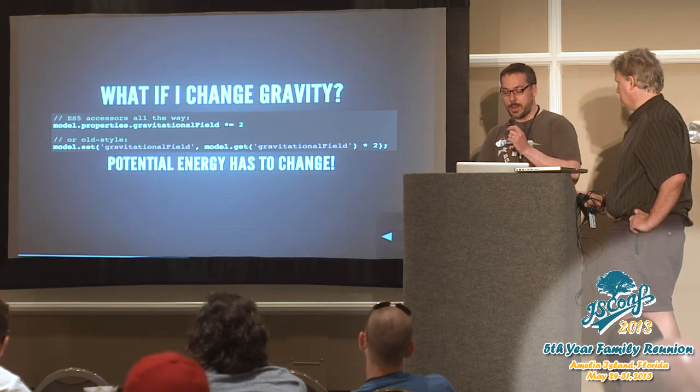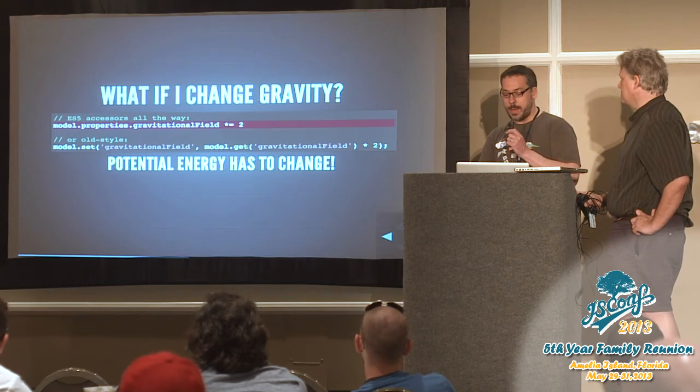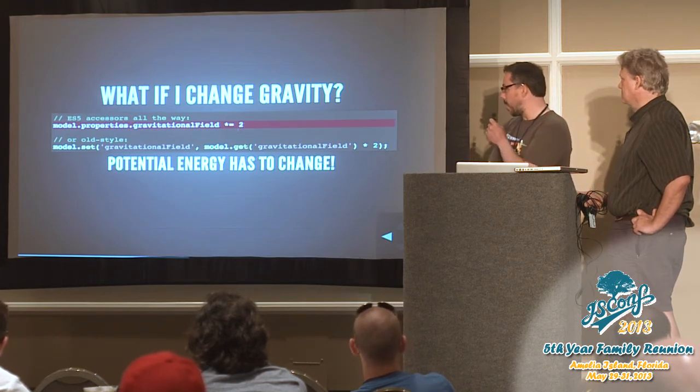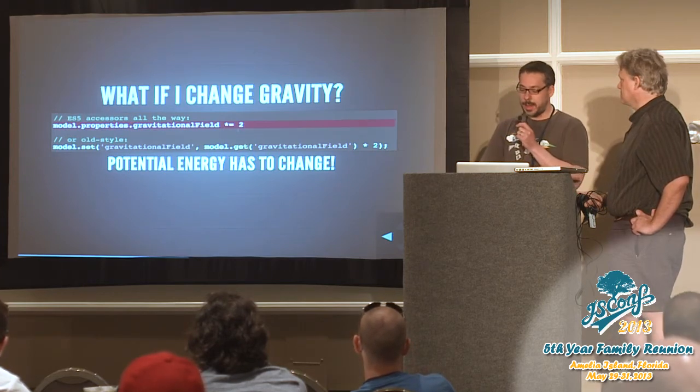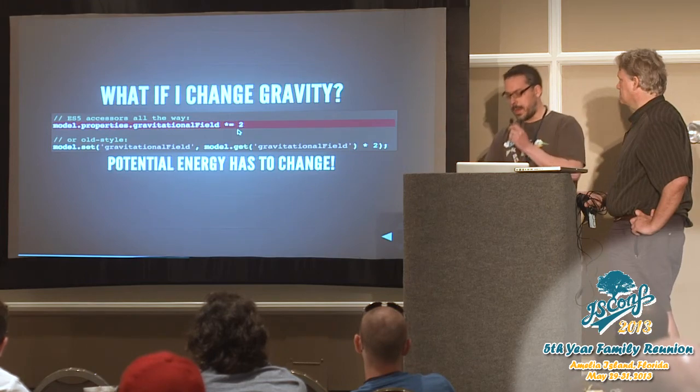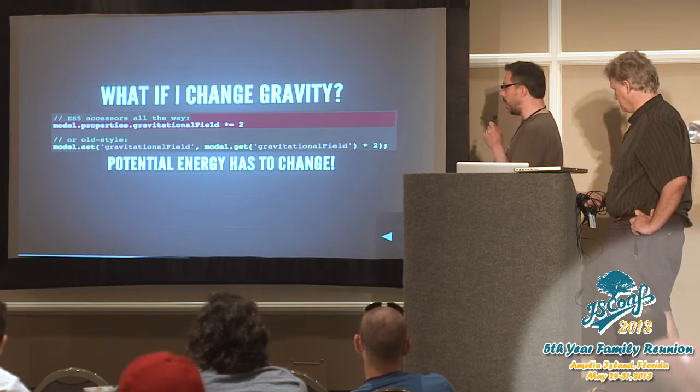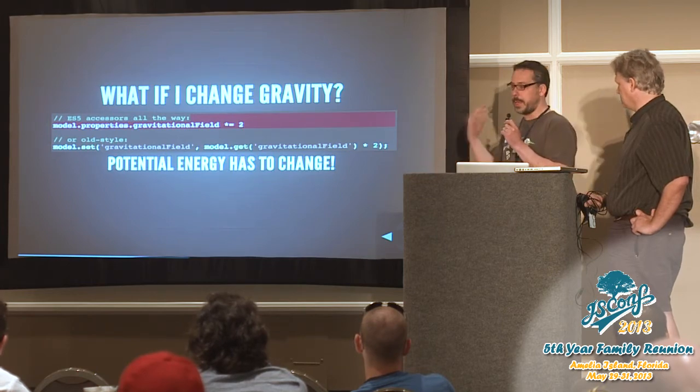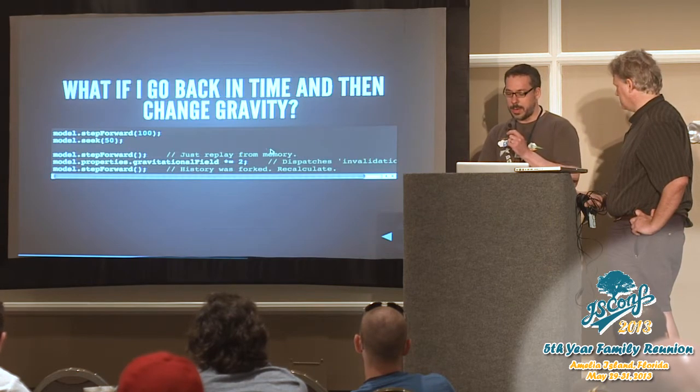Whatever method we use, and this is how you would do it programmatically, if we bump up the gravitational field, we have to immediately update the potential energy. But there's no easy way to say what is the relationship between the output and the input. We actually have to recompute a whole bunch of stuff. So in order to do that, we have this concept called invalidation.